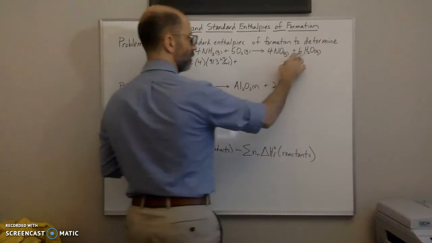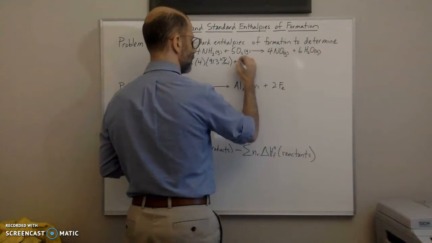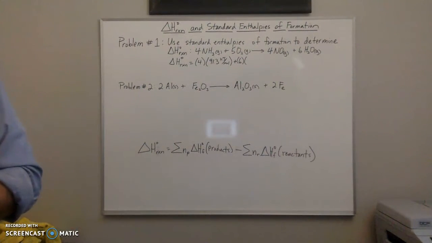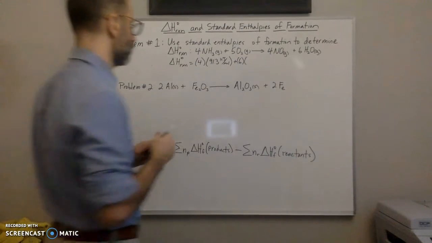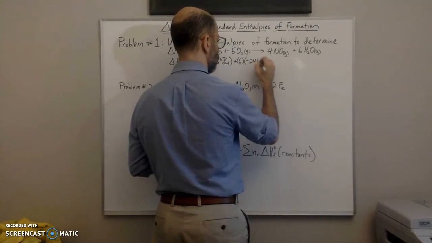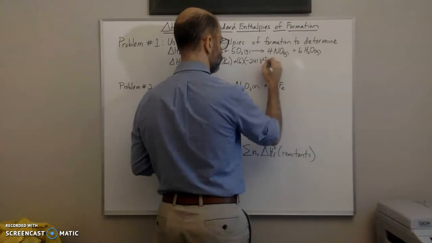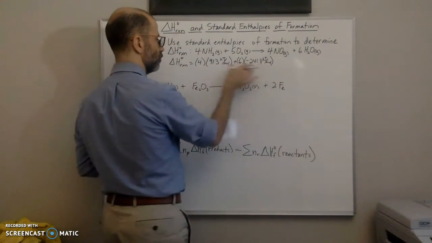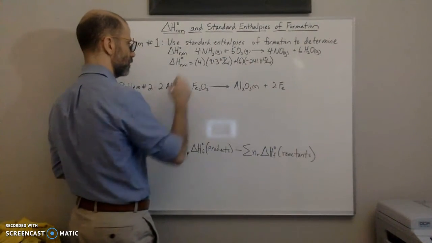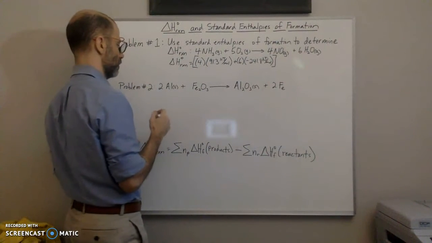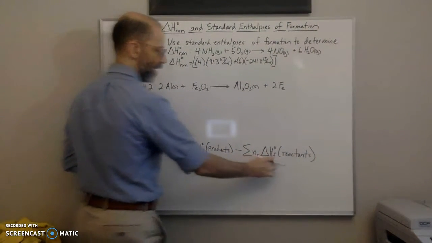Plus, and then we have the water. It's going to be 6 times whatever the standard enthalpy of formation for water is, and that's negative 241.8 kilojoules per mole. And so that's our two products. So add those together, and then minus that of the reactants.